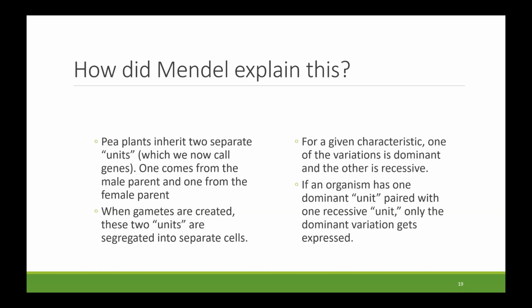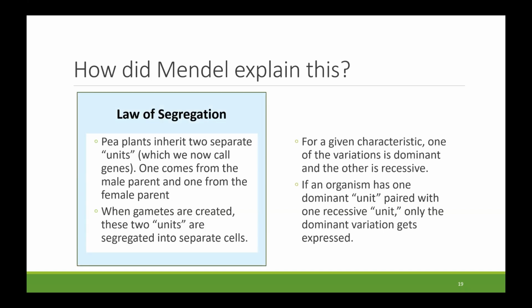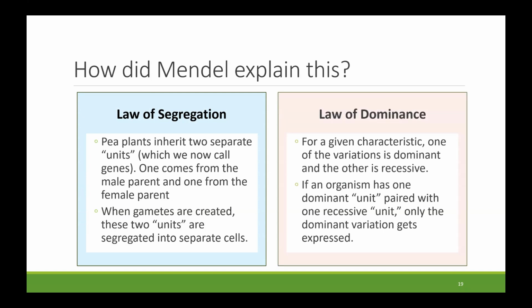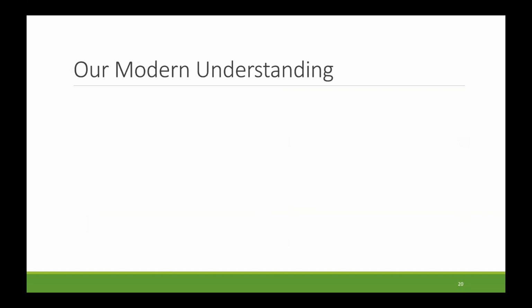And these hypotheses that Mendel proposed turned out to be true, and over time they have become formalized under two names. The first explanation is now known as the law of segregation, which basically says when gametes are created, the parent's pair of genes gets separated, and only one ends up in each gamete. And the second set of explanations is now known as the law of dominance. Basically, one variation of a gene is dominant and overrides the other variation when they're paired up together.